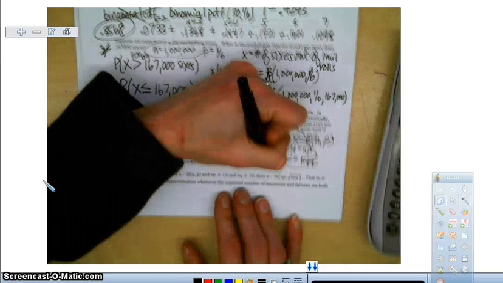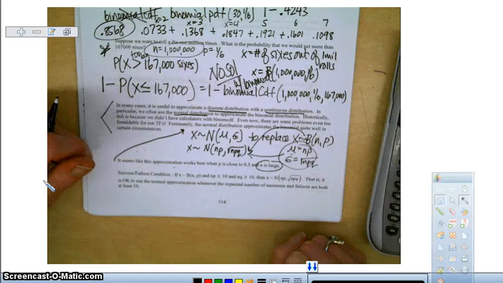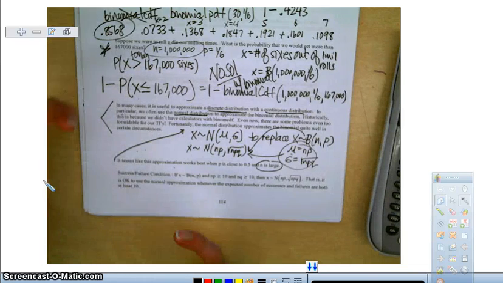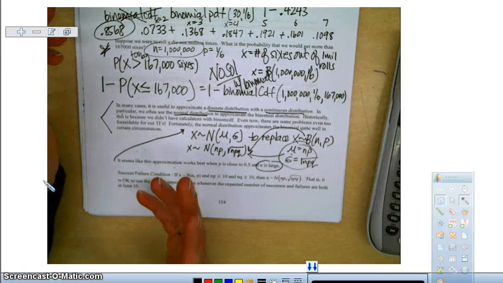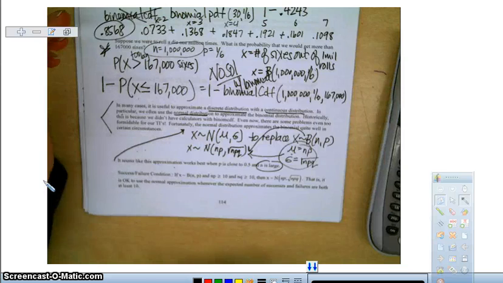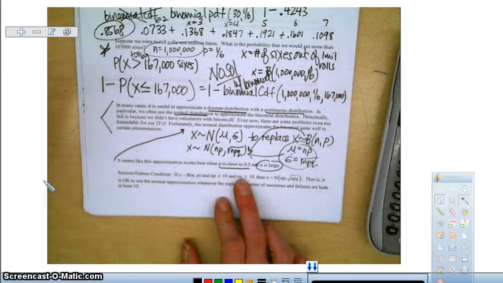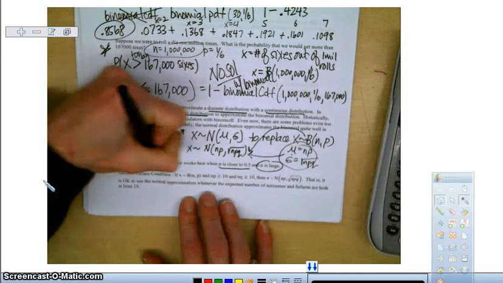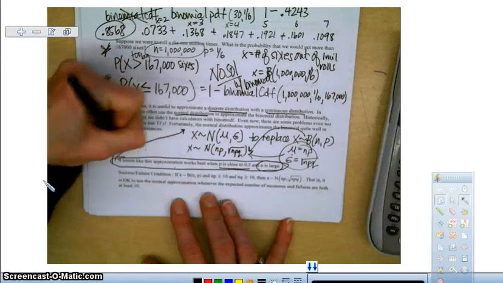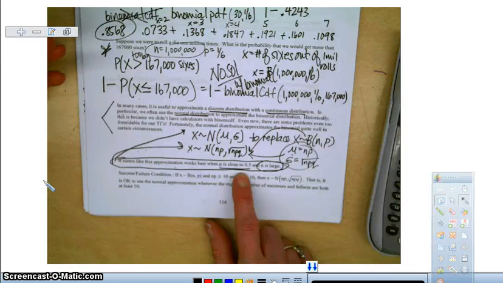When n is large. Is 5 large? No. So if you have n equals 5, you're going to do something 5 times, roll a die 5 times. You're not going to use the normal model. Okay? And at the same time, the probability of success should be close to what? 0.5. So this approximation works best when the probability of success is close to 0.5 and n is large.